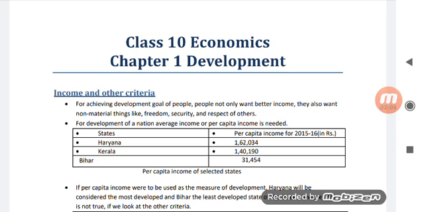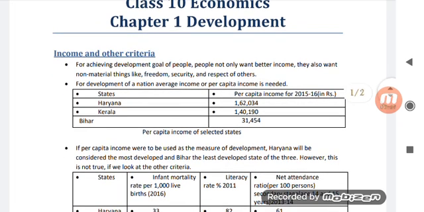1,62,034 rupees, and in the case of Kerala we had 1,40,190 rupees, and in the case of Bihar we had just 31,454. So if per capita income were to be used as the measure of development, Haryana will be considered the most developed and Bihar the least developed state of the three.